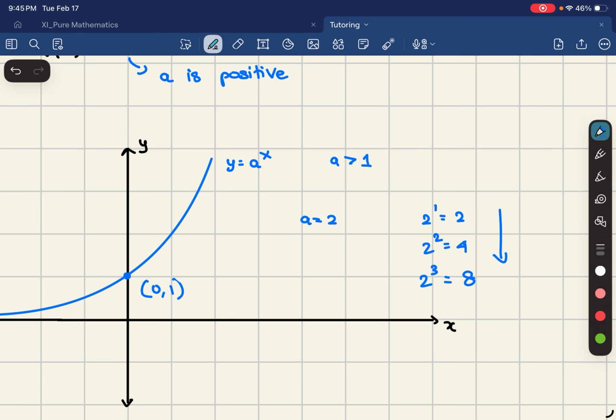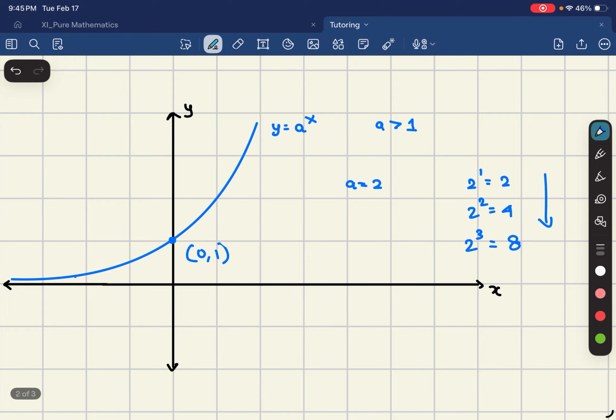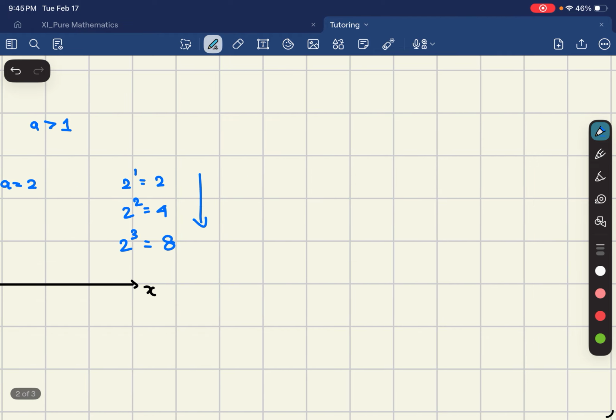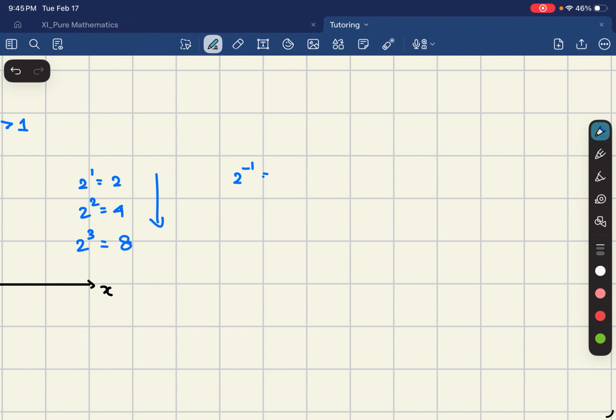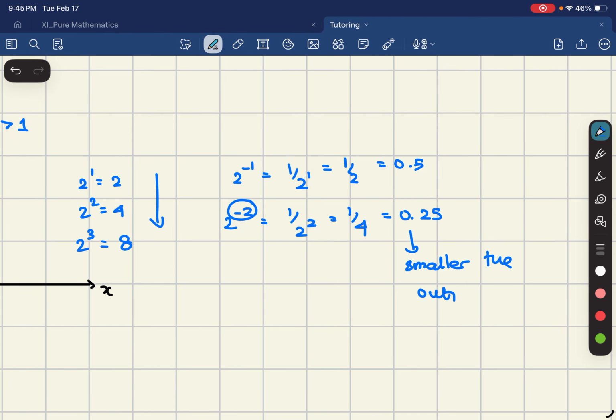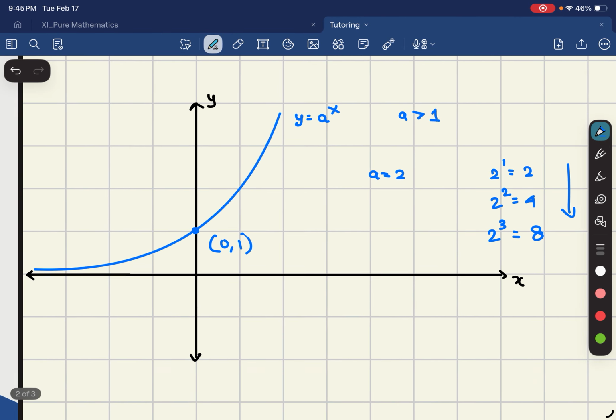Now, if I look at the negative values here, because it looks like it's approaching 0, right? So if I look at that, 2 to the power negative 1 is 1 over 2 to the power 1, and 2 to the power negative 2 is 1 over 2 to the power 2, which is equal to 1 over 4. So basically, this is 0.5, this is 0.25. So the more negative my exponent, the smaller the output. So this is why the graph looks like this.